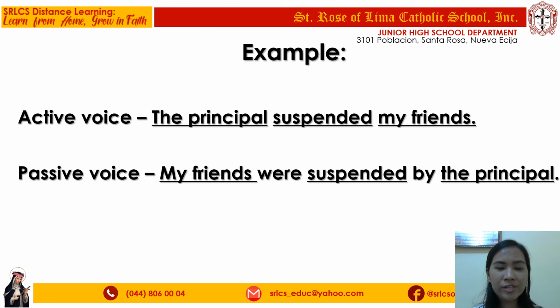Let's have another example. In the active voice, the principal suspended my friends, and in the passive voice, my friends were suspended by the principal. In the active voice, the subject is the doer of the action, which is the principal. Verb is suspended. Receiver is my friends.